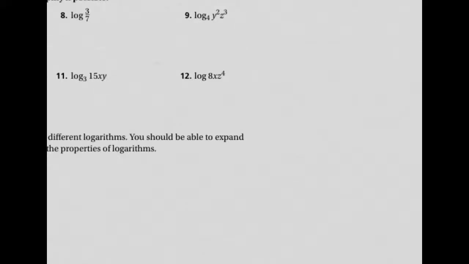Now let's look at number 8. It says log of 3 over 7. The base here is 10 because we don't write it, so it's a common log. So log of 3 over 7, I'm just going to split it up. Since I see a fraction 3 over 7, that means division. So that tells me that it's basically a subtraction of logarithms. It's basically log of 3 minus log of 7. That's it. There's nothing else I can do. I cannot split up the 3. I cannot split up the 7. That's your final answer. Let's do 9.